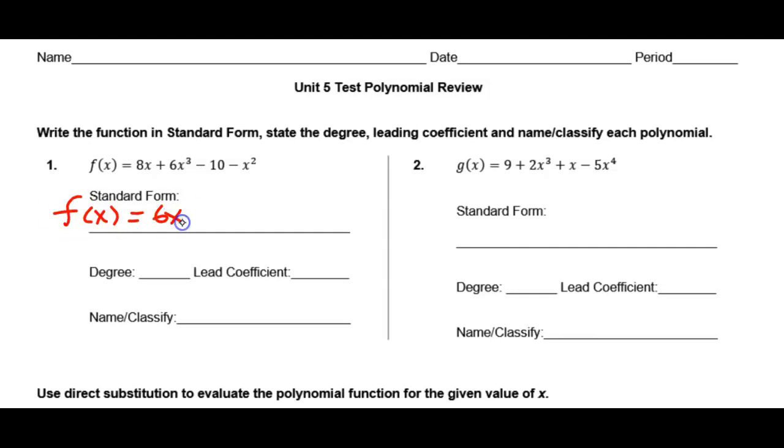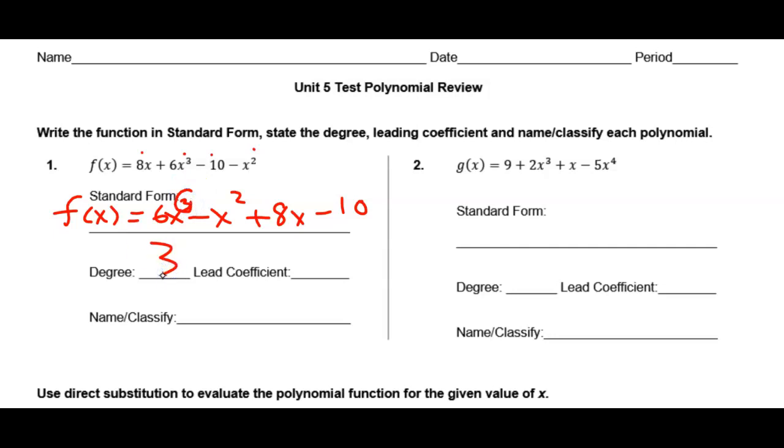So 6x cubed, and the next highest power is going to be x squared, so minus x squared. Next highest power is x to the 1 power, plus 8x, and then the final one is the constant. Okay, the degree is the highest power, which is 3.